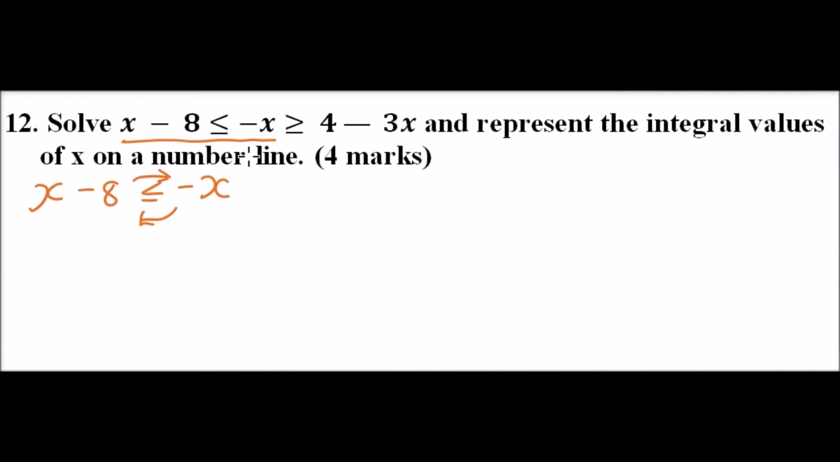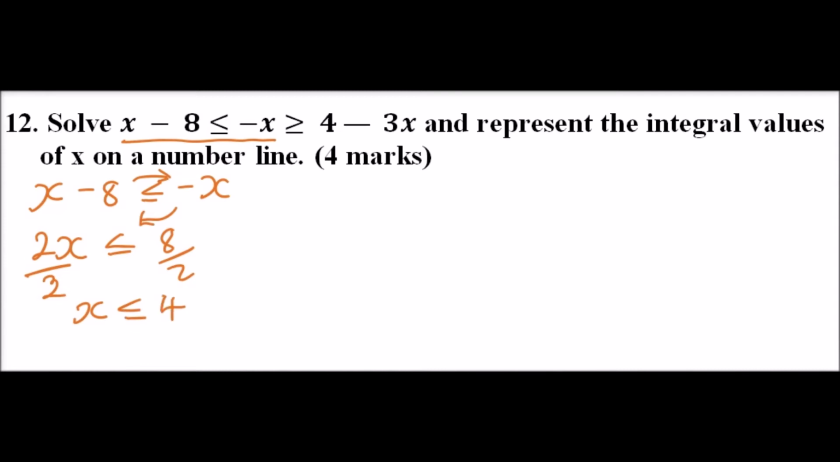To make this x positive, so x plus x, we have 2x. 8 becomes negative once it crosses the inequality. So it is less than or equals to 8. Divide both sides by 2. And here we will have x is less than or equals to 4.